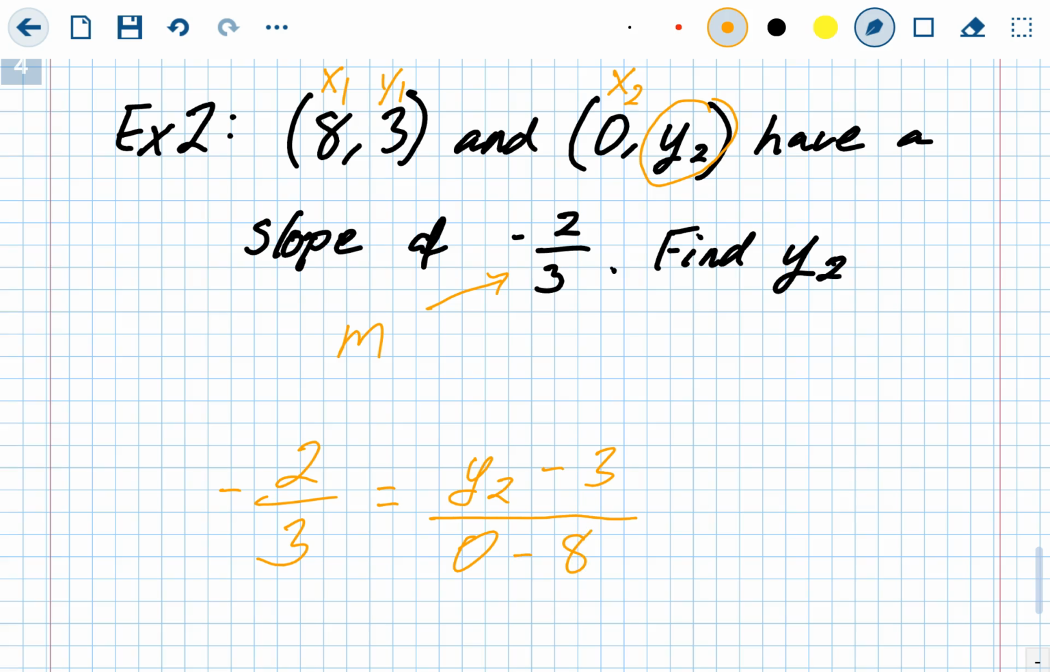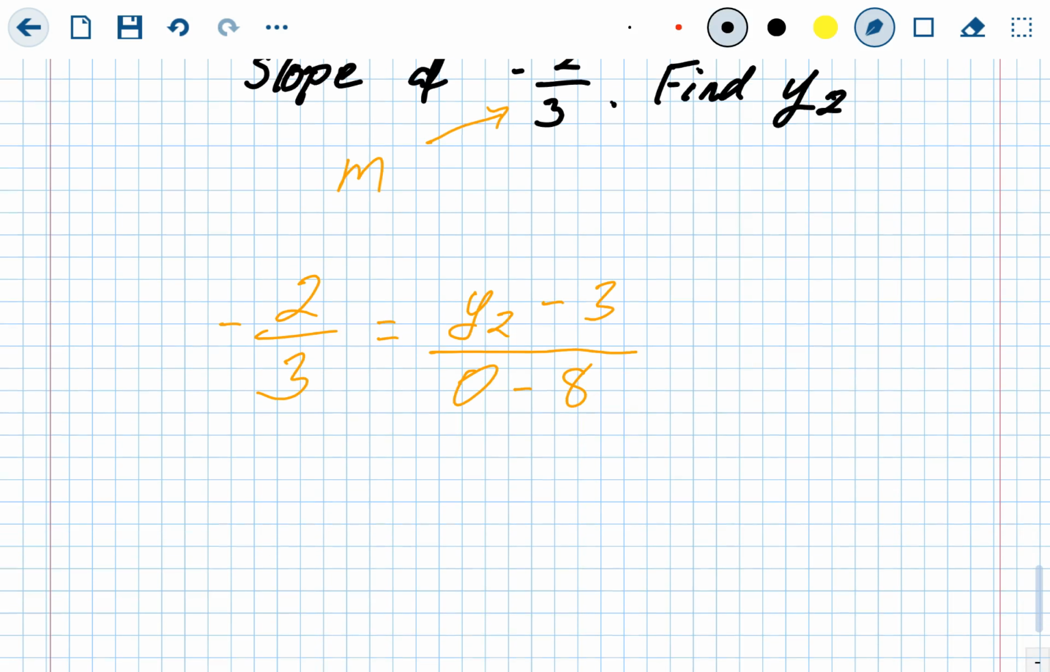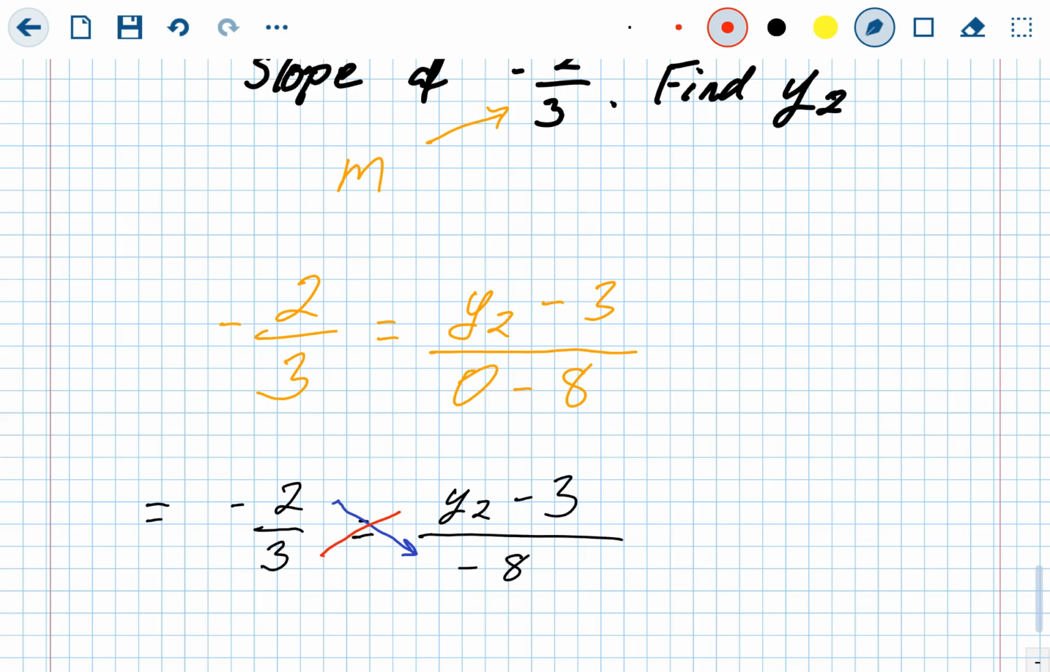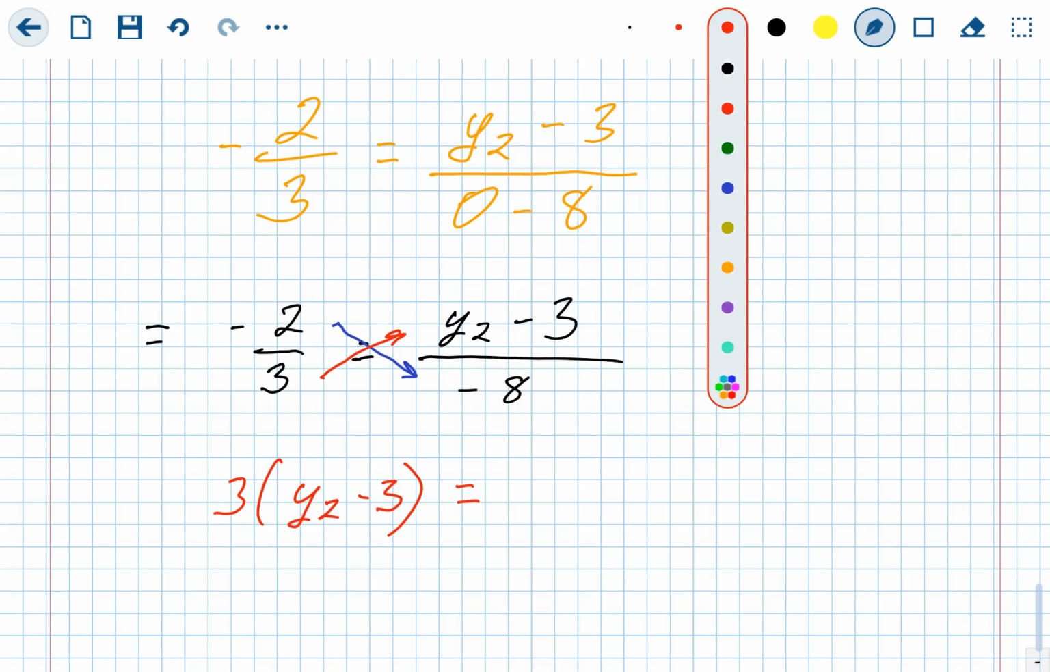So we're just going to simplify this and solve. The first simplifying, 0 minus 8, we'll clean that up as negative 8. So we have negative 2/3 equals y2 minus 3, over negative 8. And then same thing as the last problem, we're going to cross multiply. Top times bottom, bottom times top. So it's going to be 3 times y2 minus 3 equals negative 2 times negative 8.